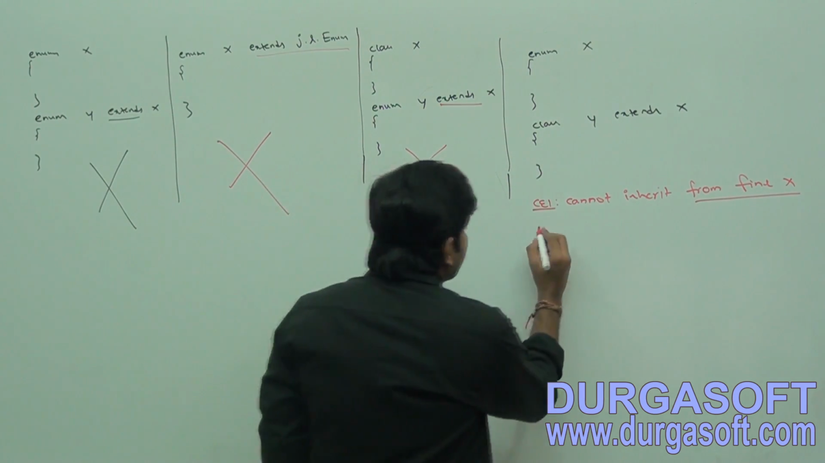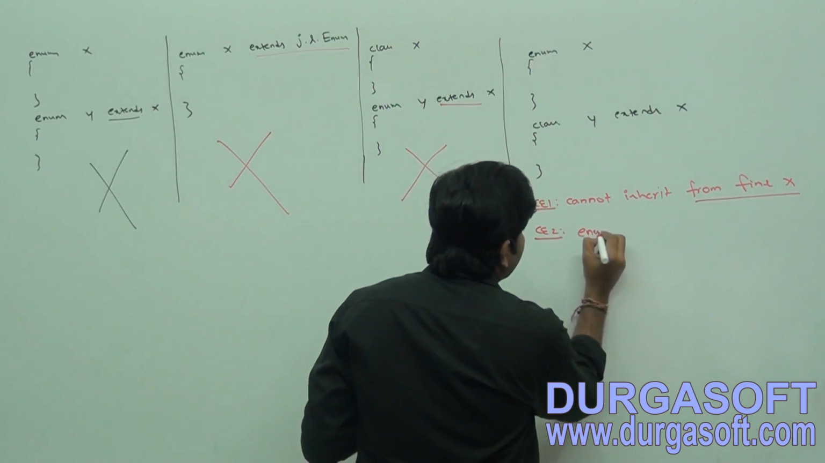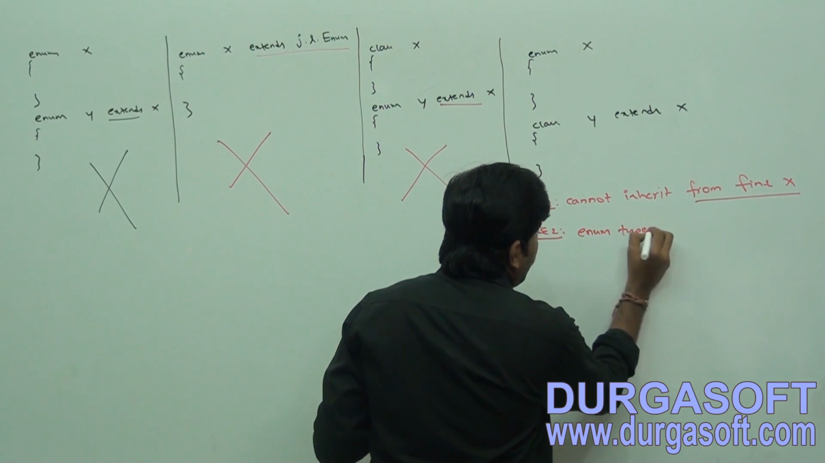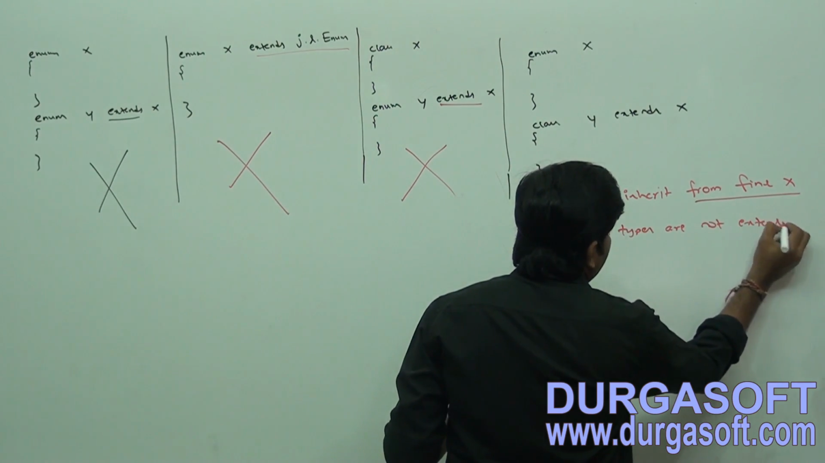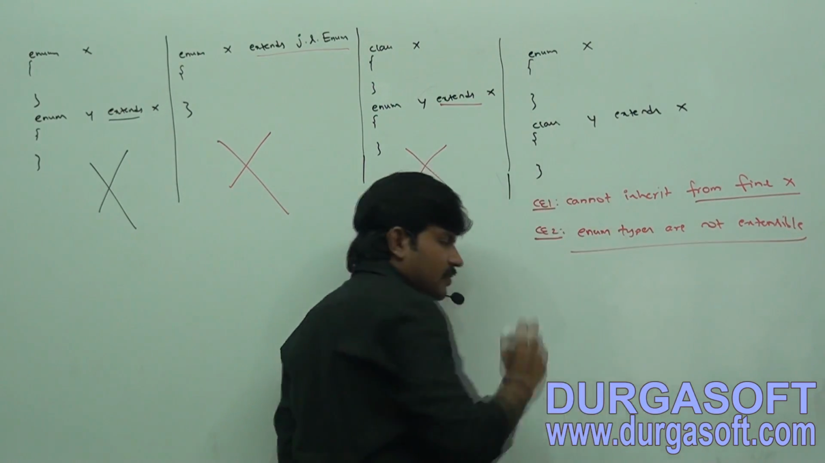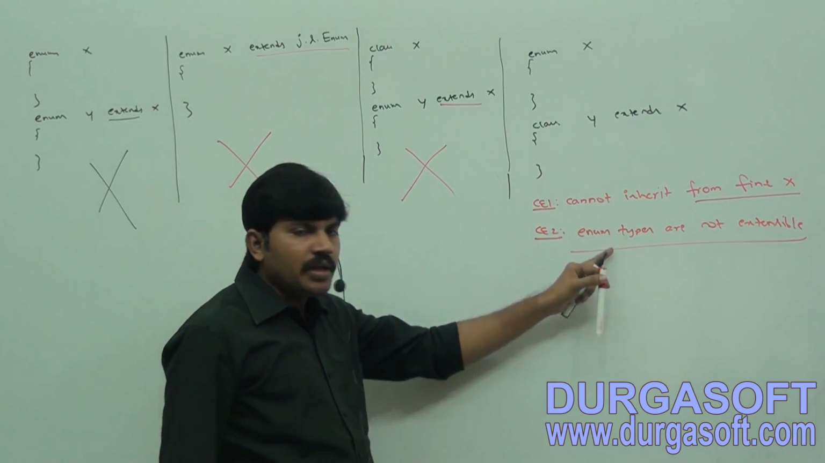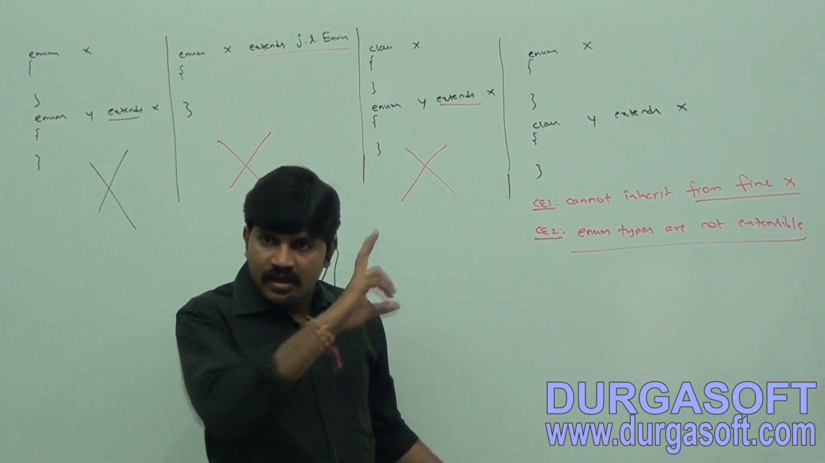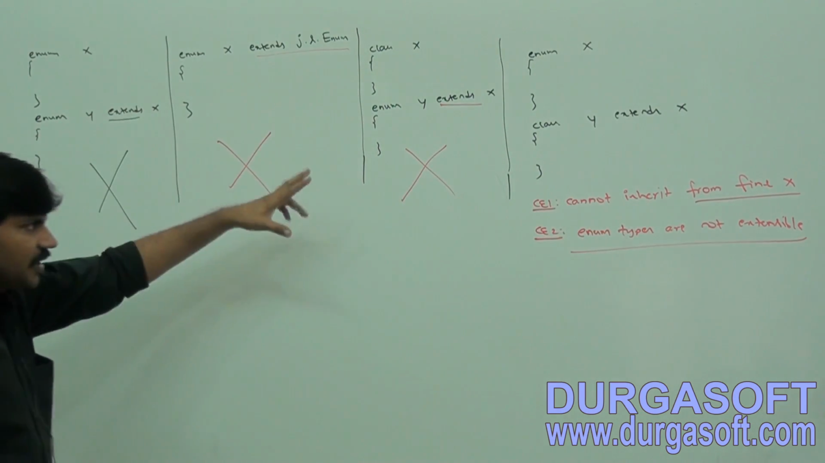Next, compile time error 2: enum types are not extensible. You can't extend an enum. Have you observed? Meaningful compile time errors you are going to get. Let me execute and show these compile time errors. Up to this, any doubt?